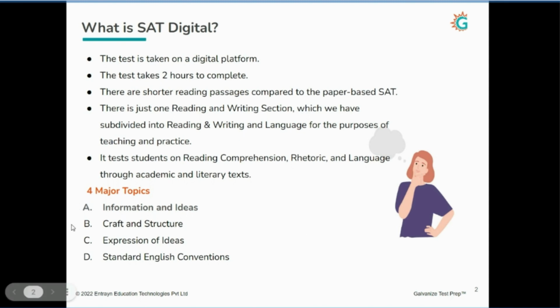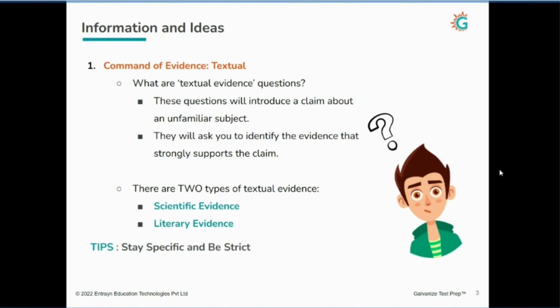And we are classifying these two domains, that is information and ideas and craft and structure, under reading, because these are mostly dependent on passages. So now all that we discussed would come under the information and ideas topic, because you are primarily dealing with information and how you can make conclusions or inferences based on that, right? So the first question type we are looking at would be command of evidence, and that is textual evidence.